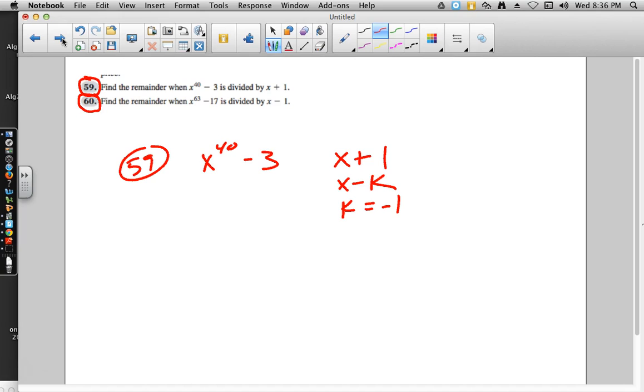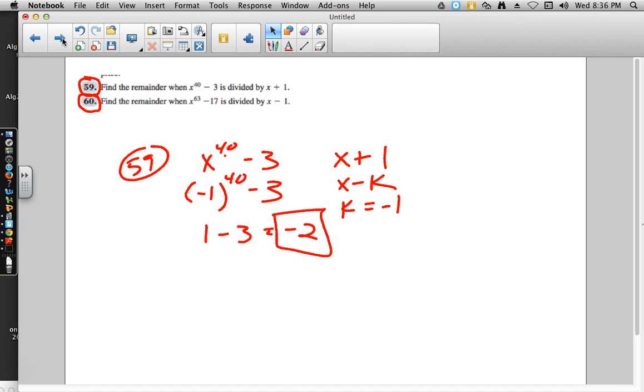So instead of doing this synthetically, because that would really be a problem, you have x to the 40th, you don't have an x to the 39th, an x to the 38th, you'd have zeros all over the planet. Instead, you just think, hey, negative 1 to the 40th, anything to the 40th, that's going to be positive, and 1 to anything is 1. Answer's negative 2. Boom, done.